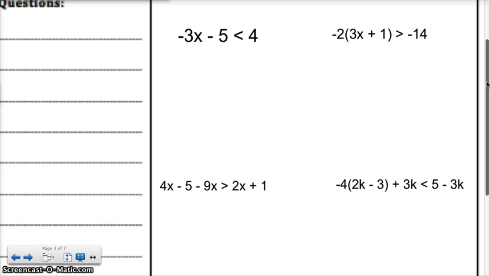So the first one I can see I just need to solve as normal. I would add 5, add 5. Negative 3x is less than 9. Now I have to divide by a negative. When I divide by a negative, I MDNF it. X is greater than what? Negative 3. And that's me dividing through by a negative 3.